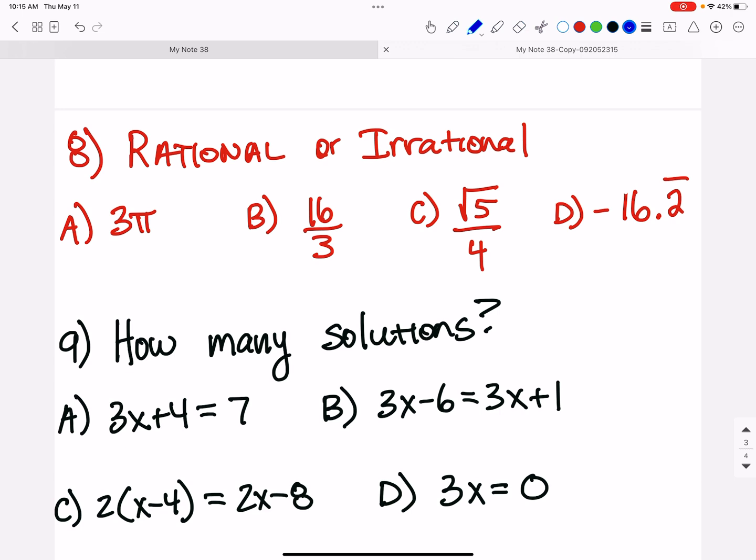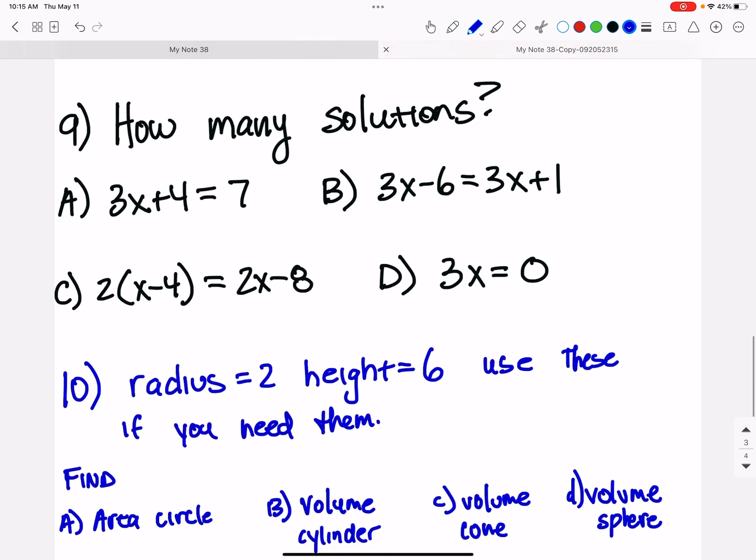Rational or irrational, hopefully you remember that rational means fractional. Can you turn them into fractions using normal numbers? Let's see if you can, yes or no.